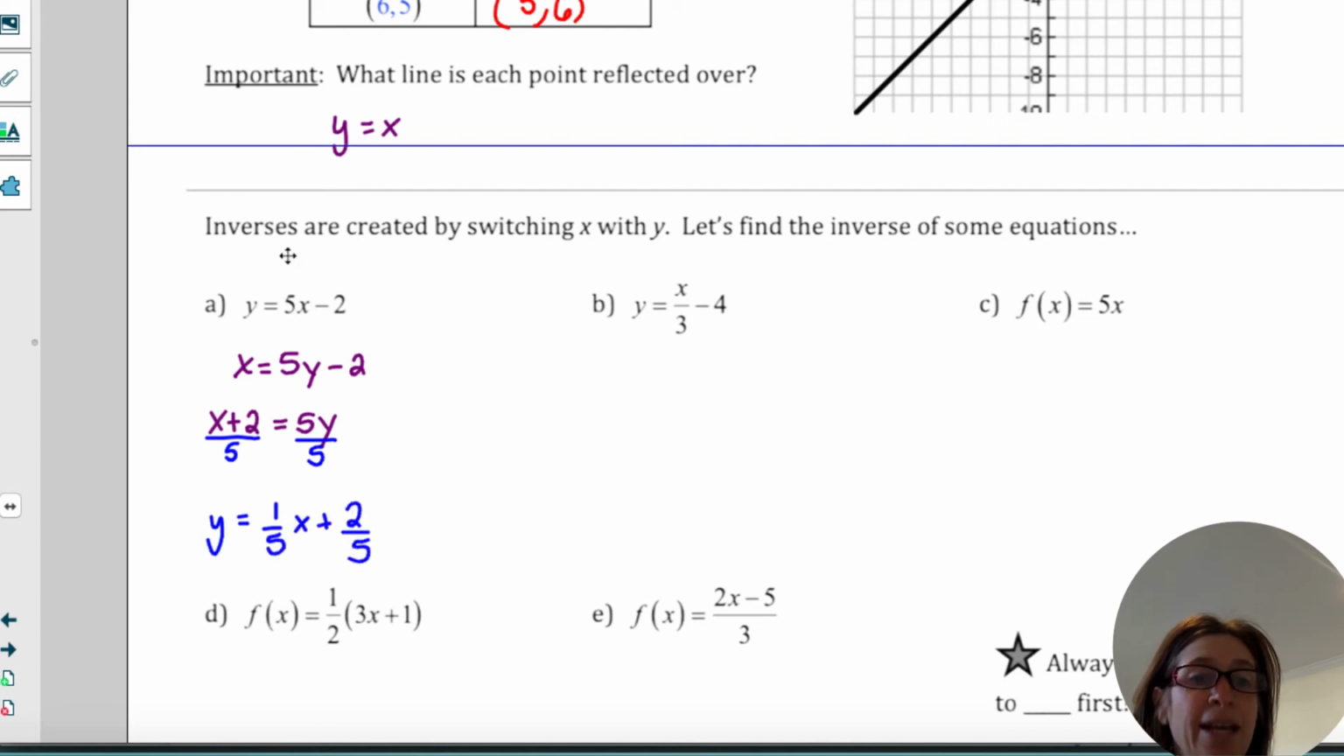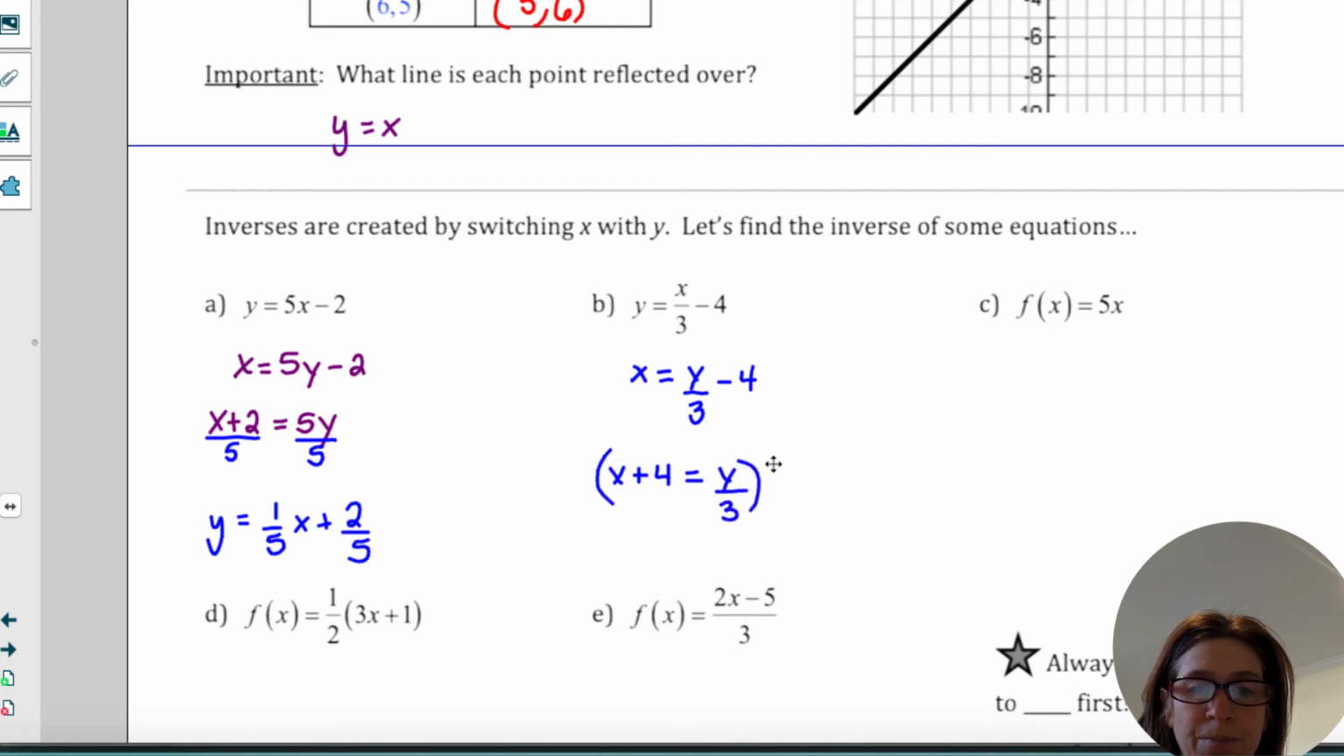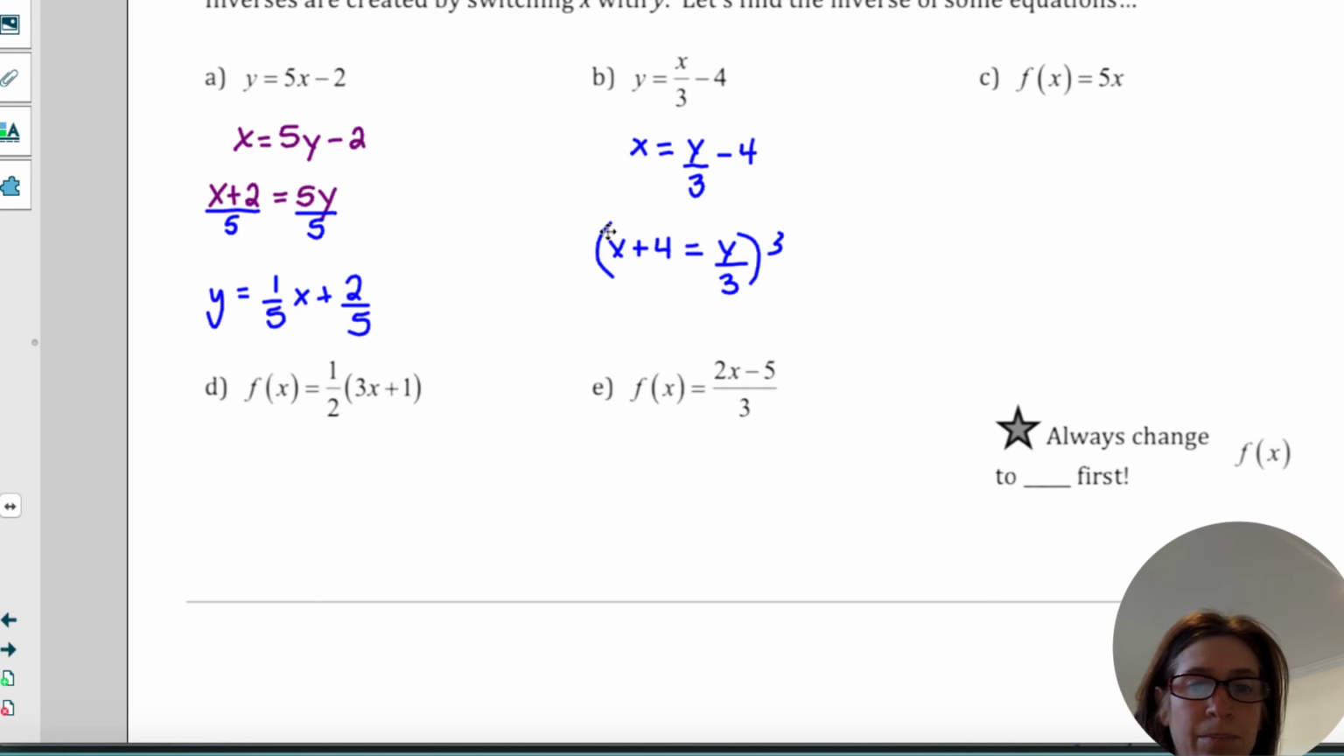All right, let's think about that. If in this function we're multiplying by 5 and then subtracting 2, then in the inverse we're going to be adding 2 and then dividing everything by 5. That's how we got our inverse equation. All right, let's look at the next one. Again, flip the x and the y, and solve for y. So there's my inverse equation.